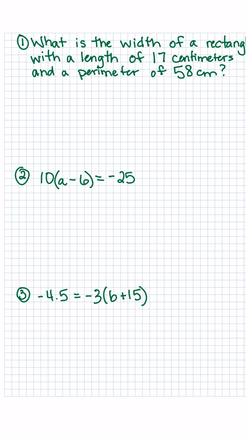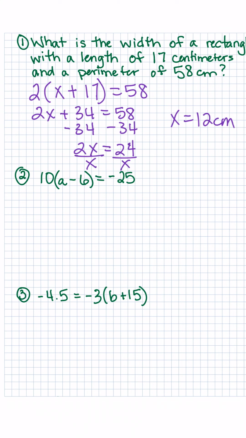Okay, so try this one on your own after going through what we just did. What is the width of a rectangle with a length of 17 centimeters and a perimeter of 58? So I'll help you set up the equation. So it's going to be 2 times x plus 17 equals 58. Go ahead and try to solve that on your own. Okay, so if you got 12 centimeters, you are correct. Go ahead and try the next two.